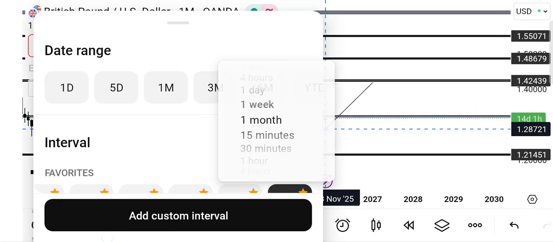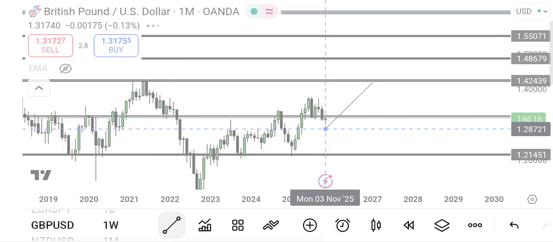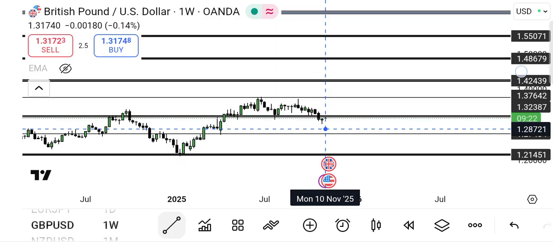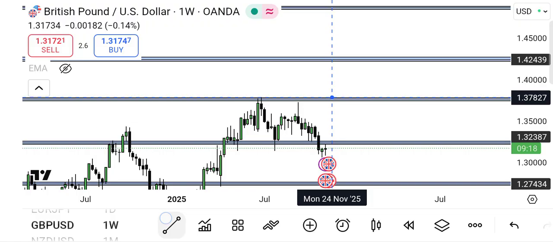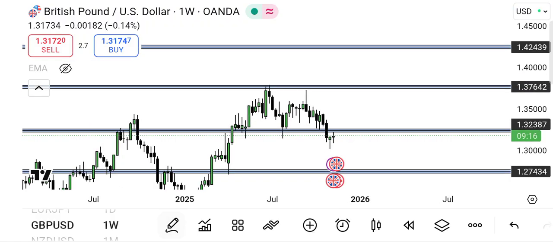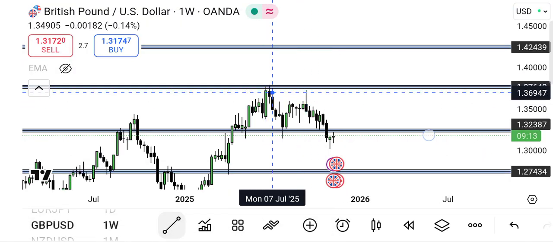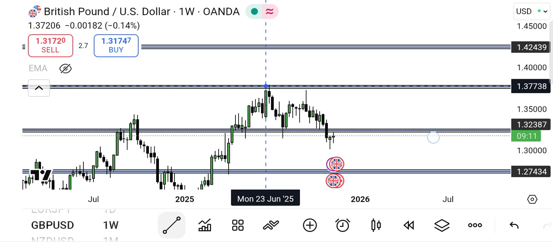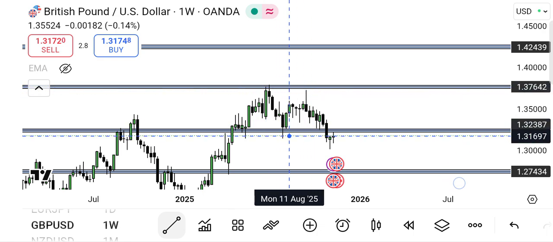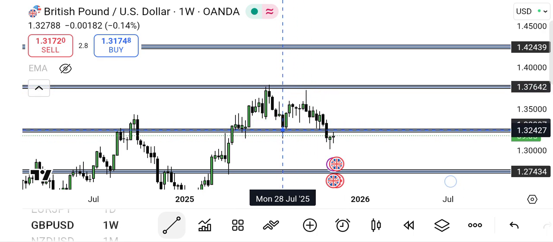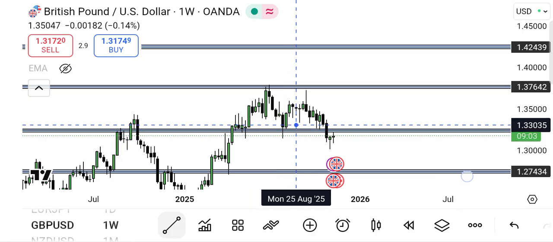I'm going to the weekly time frame. What can we see? Now on the weekly time frame, we could see a double top. This is the one leg, second leg, and this is the neckline. This is the neckline of the double top. Do you understand?